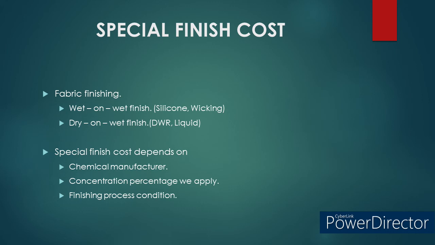Any special finish like DWR, durable water repellency, or liquid softener finish needs to be applied onto the fabric in dry on wet technique, meaning the special finish chemical will be applied onto the fabric when the fabric is in dry condition. So the fabric needs to be passed in the stenter twice. The initial pass is for drying and the second pass in the stenter is for the special finish application.